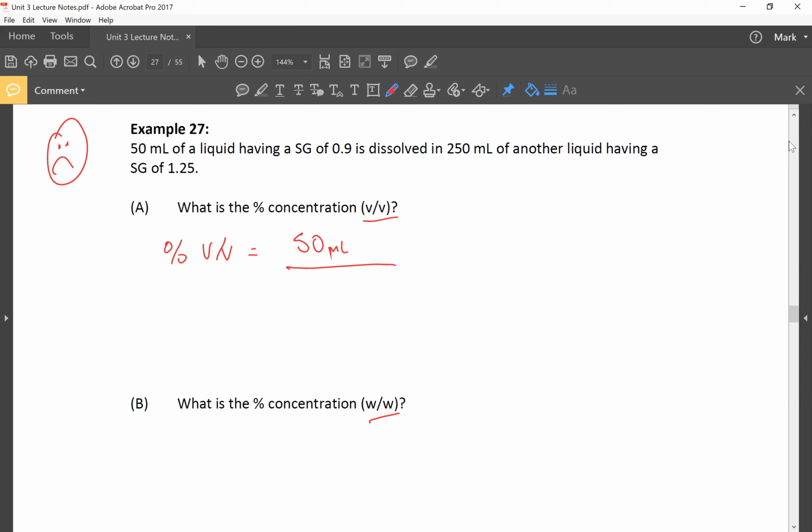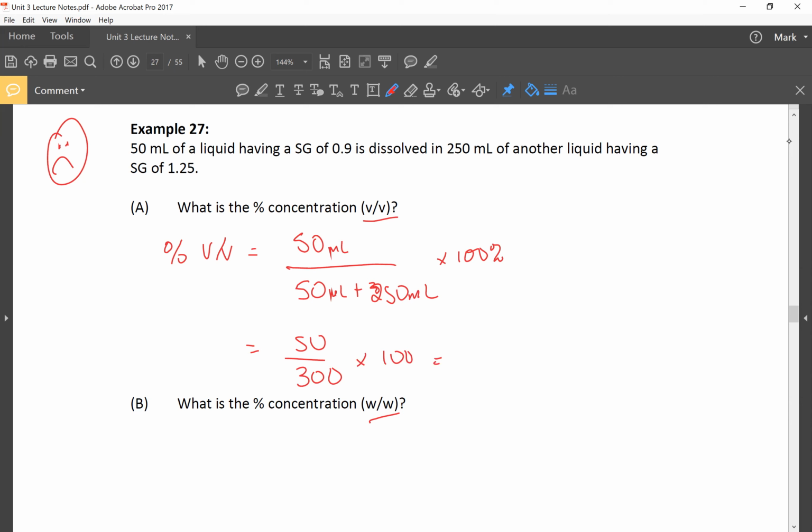Now remember, it's the solution. So you're not just going to put 250 here. You will need to add them together. So 50 milliliters plus 250 milliliters, times 100. Okay, so this ends up being 50 over 300 times 100.